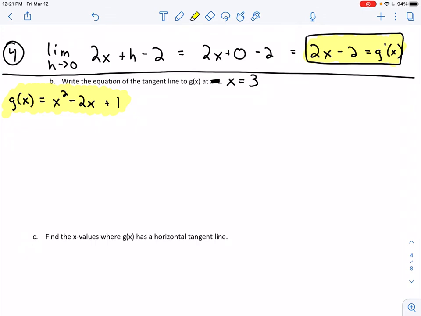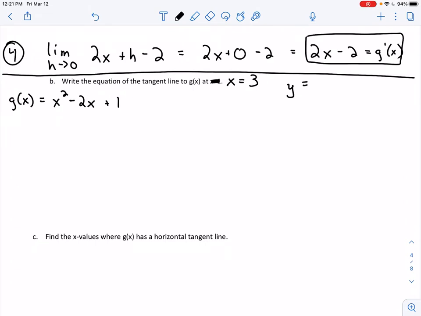So part B asks us to write the equation of the tangent line to g of x at x equals 3. If I want to write the equation of a line, let's just forget about the word tangent for a moment. If I want to write the equation of a line, I need a point and I need a slope. For the point, I need an x value. Well, this x value was given to us, and that will almost always be the case. You'll almost always be provided with that x value. So in this case, it's x equals 3. We do need a y value, though, to find the other half of this ordered pair. And then I'll have my point.